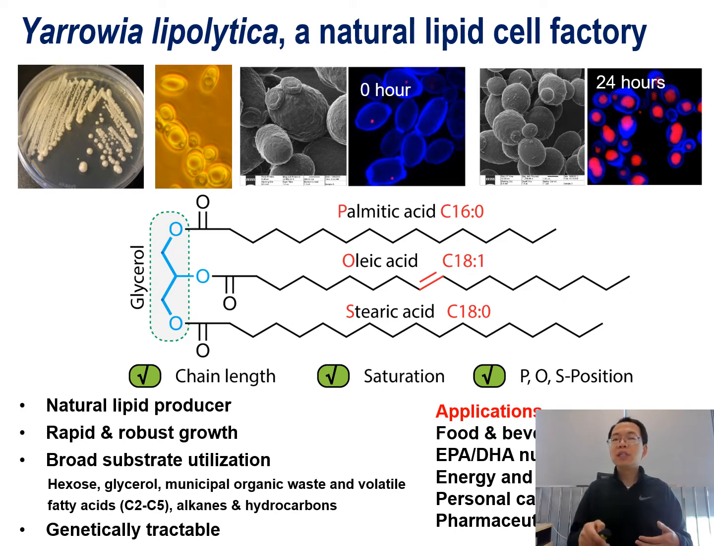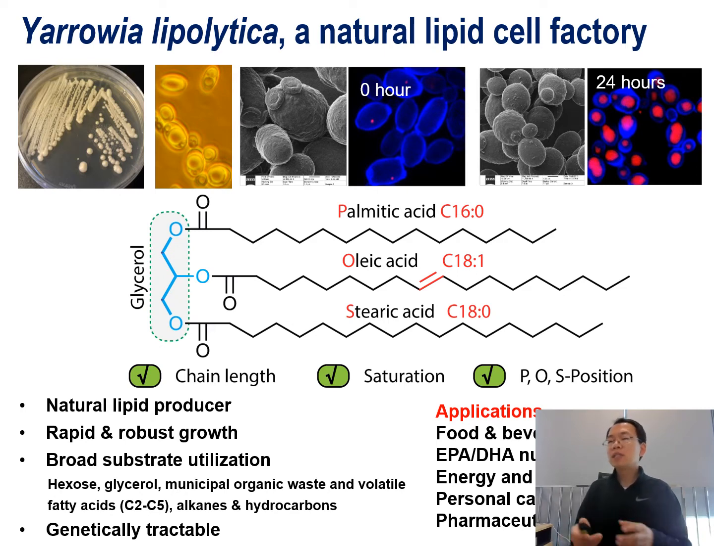This yeast naturally makes large amounts of lipids, up to 20% for the wild type strain, and all the way up to 90% in the engineered yeast. This yeast is very robust. It can grow on a broad range of substrates, including hexoses, glycerol, municipal organic waste, VFAs, and some hydrophobic substrates like alkanes, wax, and maybe some crude oil extracts. It is also genetically tractable. Compared with other types of organisms, such as Rhodosporidium, it's very easy to engineer Yarrowia lipolytica.